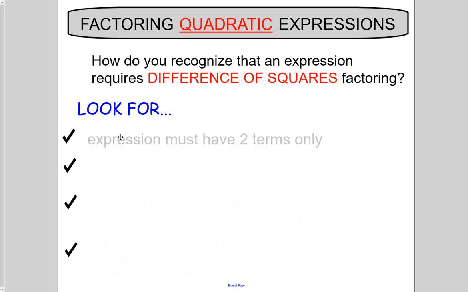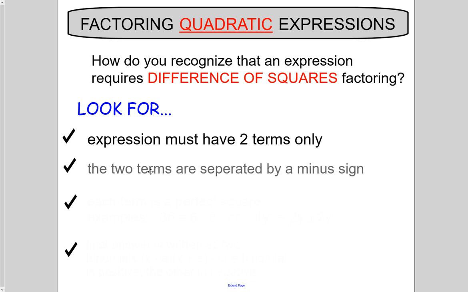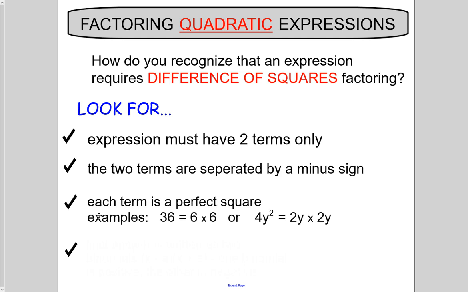Our key look fors are as follows. Our expression is going to have only two terms. So if we see an expression and we're told to factor it and there's only two terms, that's probably a really good indication that it might be difference of squares, and we should be taking that seriously. It's called difference of squares because the difference between things is done by subtracting. So the two terms are going to be separated by a minus sign. That's our second clue.